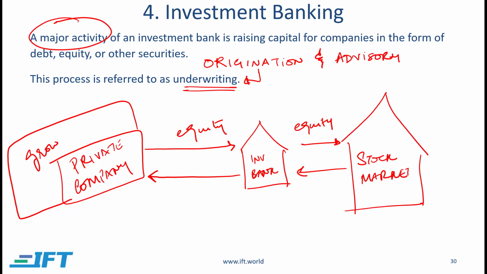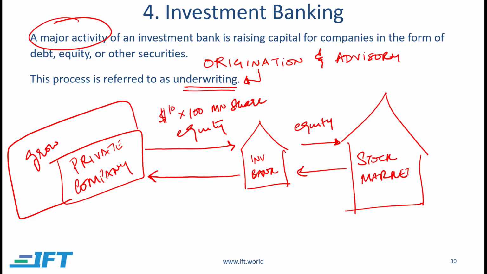And this process is called underwriting. But then within underwriting, what we will see is that it's not necessary that the investment bank is taking the responsibility for this entire issue. Let's say, for example, if they want to sell 100 million shares at $10 per share, right? So that is $1 billion.